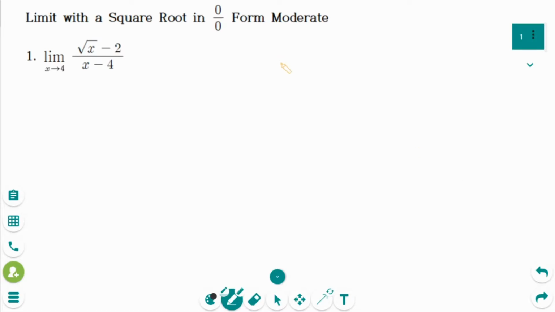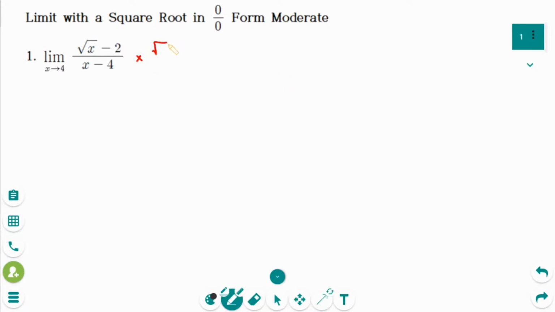This video will cover moderate level questions regarding the topic of limit with a square root in a 0 over 0 form. This is the first question. It is in the 0 over 0 form with a square root. You can solve this question in two ways, by using the conjugate or by factoring. Let's do the familiar conjugate first.